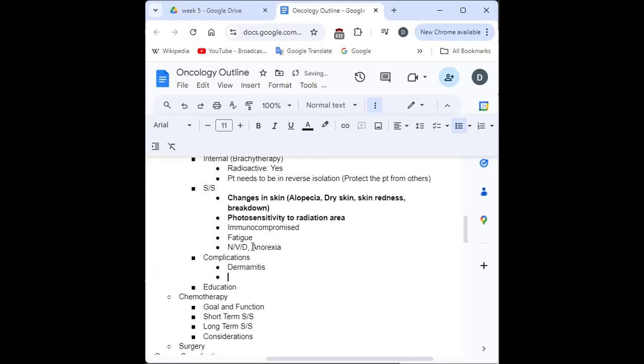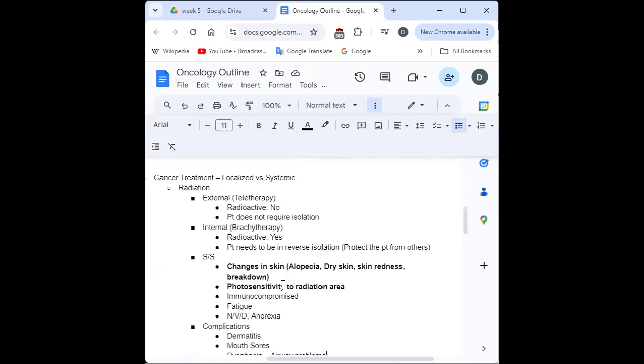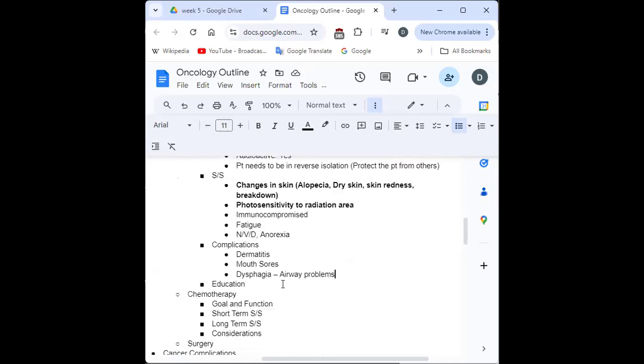Just dermatitis is good. You can have mucositis. If it's in the mouth area, then you can have some sores. And if you have radiation going to the neck area, you can have some dysphagia, inflammation, and that can lead to airway problems, neutropenia. That can happen, yeah. This one's a little harder to come up with just because it's more localized, so it depends on where it's happening.